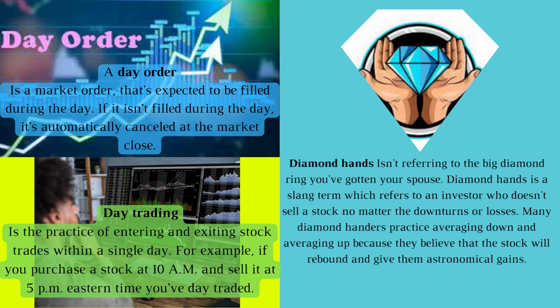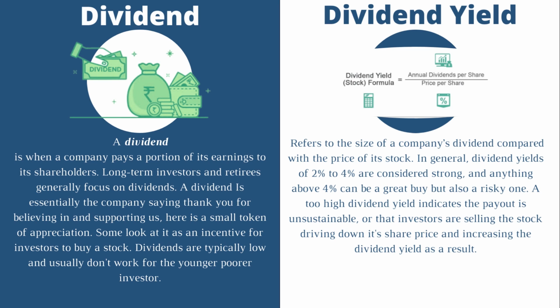Diamond hands isn't referring to the big diamond ring you've got on your spouse. Diamond hands is a slang term which refers to an investor who doesn't sell a stock no matter the downturns or losses. Many diamond handers practice averaging down and averaging up because they believe that the stock will rebound and give them astronomical gains.